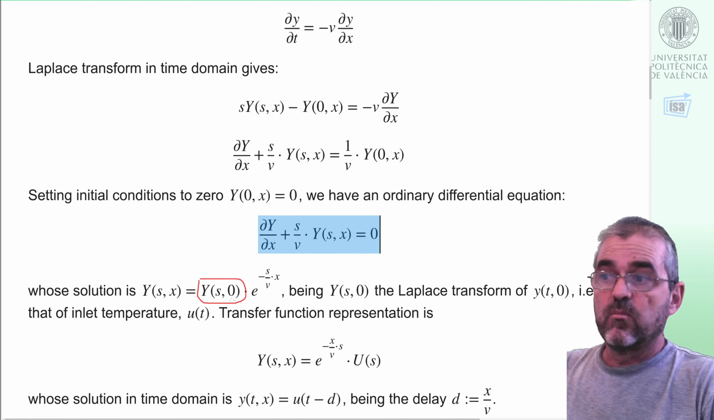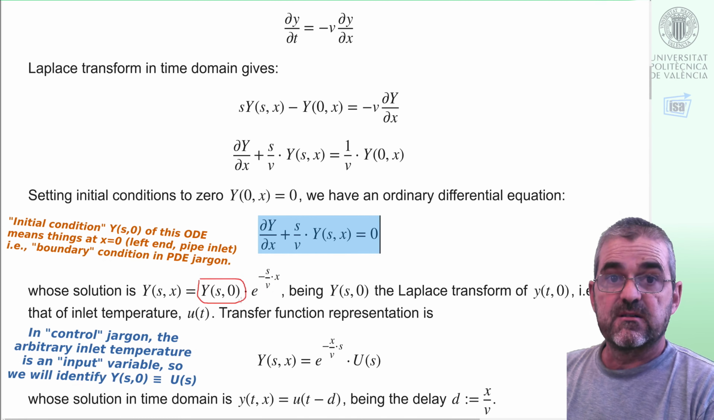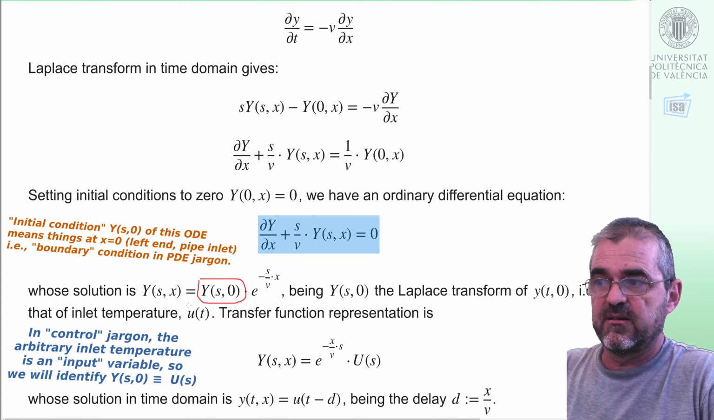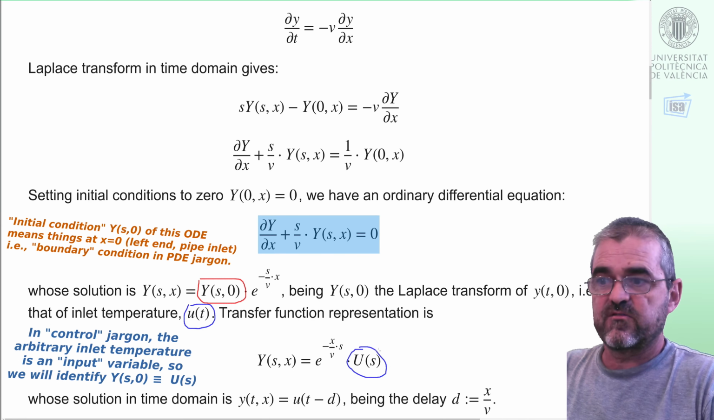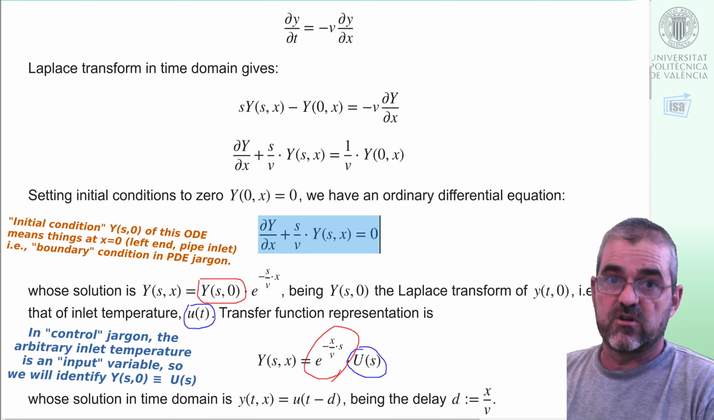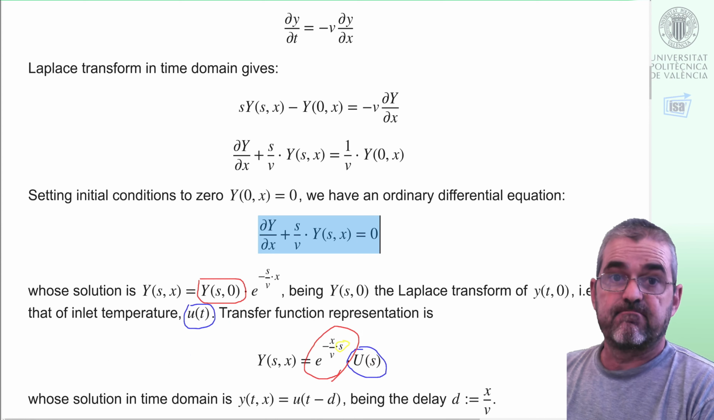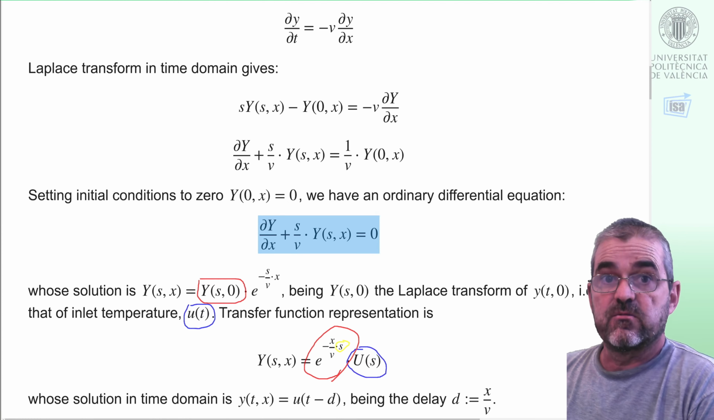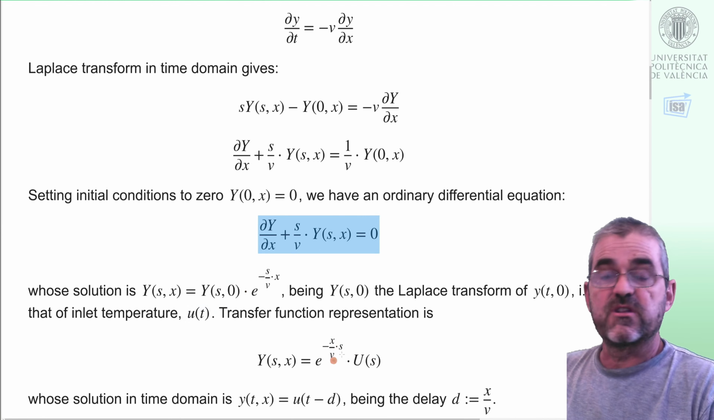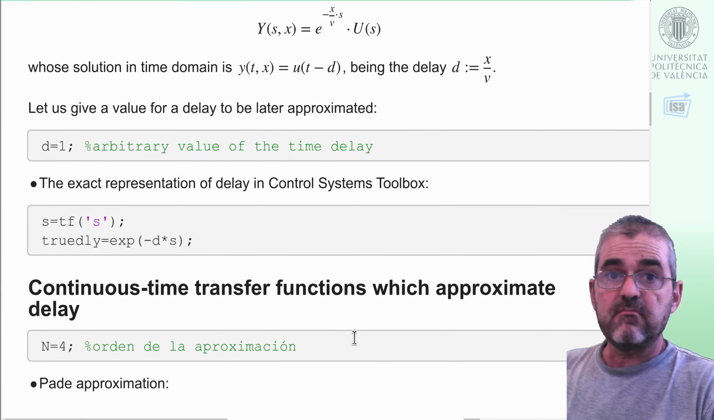And this exponential multiplies the initial condition, which is actually the Laplace transform of the inlet temperature in this pipe. So that would be the input to my transport delay pipe, u of t, and u of s will be the Laplace transform. So this will be the transfer function of the transport delay for constant speed. This exponential in s is the delay Laplace transform that is usually taught in undergraduate courses when Laplace transform and transfer functions are introduced.